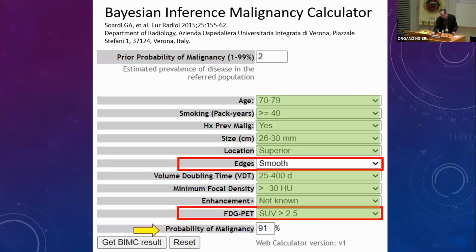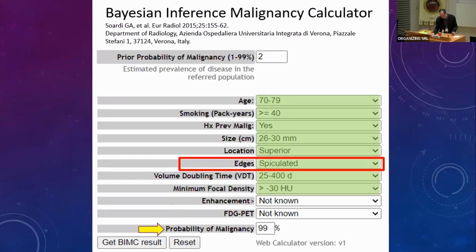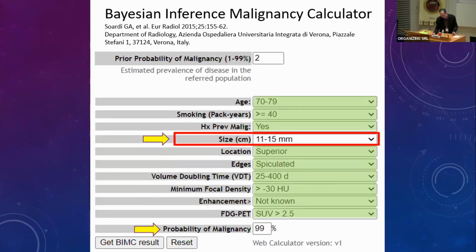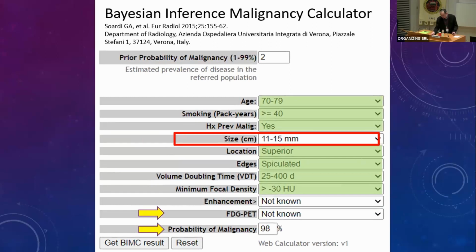Finally, the one remaining parameter that we haven't maximized, which is the edge detail. If we now specify that it's spiculated, the probability of malignancy is now 99%, even if the patient has a PET avidity status that's not known or PET was not performed. If we change size now, instead of 3 centimeter, we change it to 4 to 10 millimeter, the probability goes down to 97%. If we change it to a slightly larger size, 11 to 15, we again reach a malignancy probability of 99%. And this time, if we change the FDG avid status to not known, the probability of malignancy goes down to 98%.